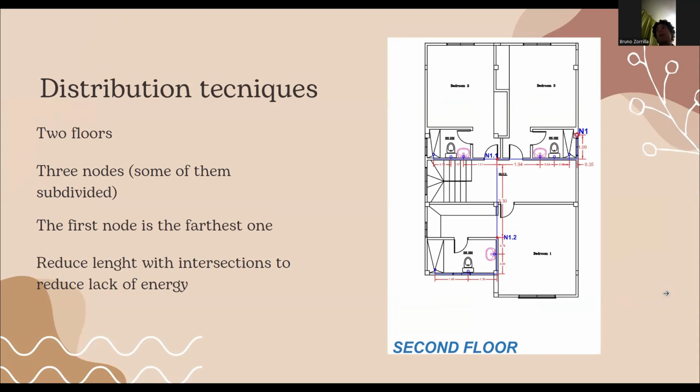Like in this example, when we are in node 1, we have two different subdivisions. It is very important that the first node is the furthest one, so we can compensate for the lack of energy. And it is very important that we reduce that length to reduce the intersections and the lack of energy.